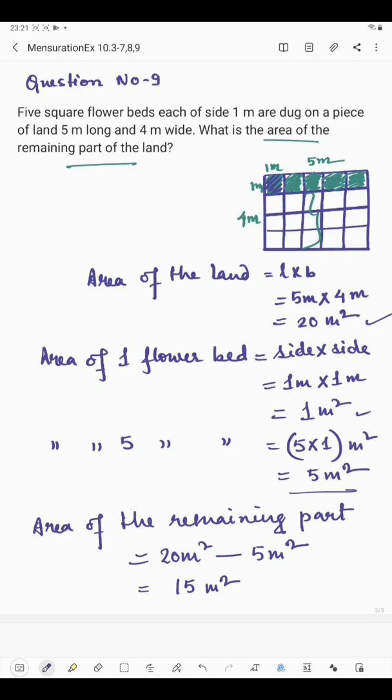So what we have observed is that to get the area of the remaining part, at first we have to find the area of the land, which is 20 meter square. And then we need to know the area covered by 5 flower beds. And when you subtract the area of the 5 square flower beds from the area of the total land, we'll get the area of the remaining part.